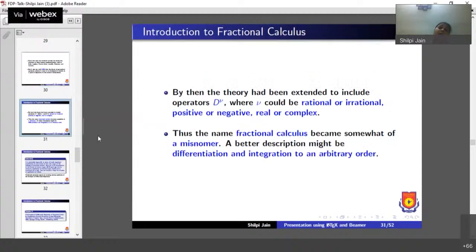By then, the theory had been extended to include the operator D^nu, where nu could be rational or irrational, positive or negative, real or complex. Thus, the name fractional calculus becomes somewhat a misnomer. A better description might be differentiation and integration to an arbitrary order.